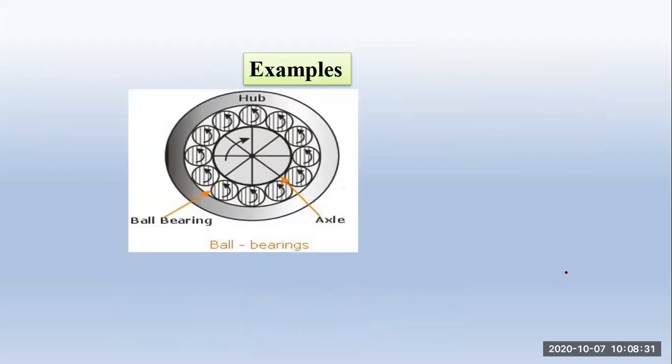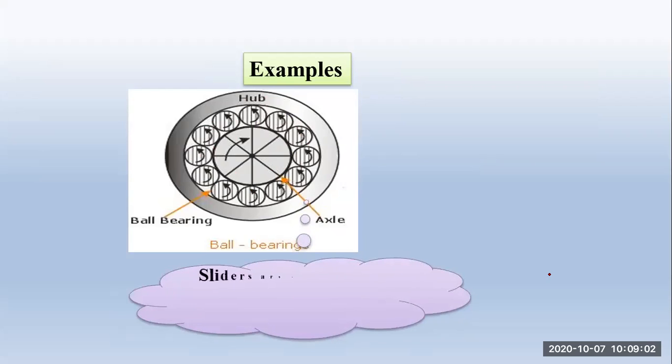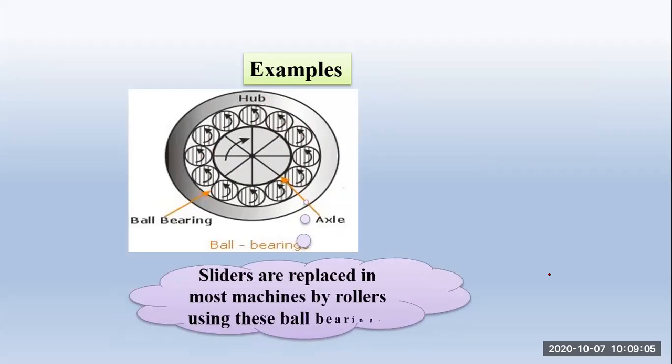Okay, and we have already discussed why ball bearings are used between two moving parts of machines, because the rolling friction is much less than the sliding friction. If the inner wheel and outer wheel remain directly in contact, there will be a large sliding friction between them. But if you put some spheres here, then the friction will reduce because the rolling friction is very much smaller than sliding friction. Okay. Sliders are replaced in most machines by rollers using these ball bearings.